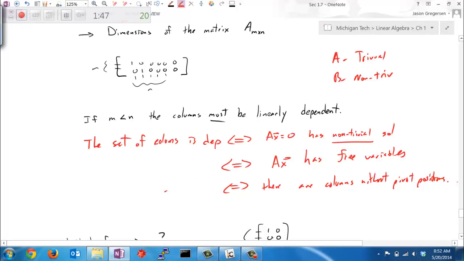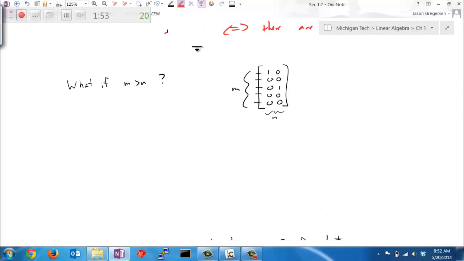Okay, what about the other case? What if M is greater than N? What does that mean? I've got my hook here, I'm trying to bait you. I got him, right?